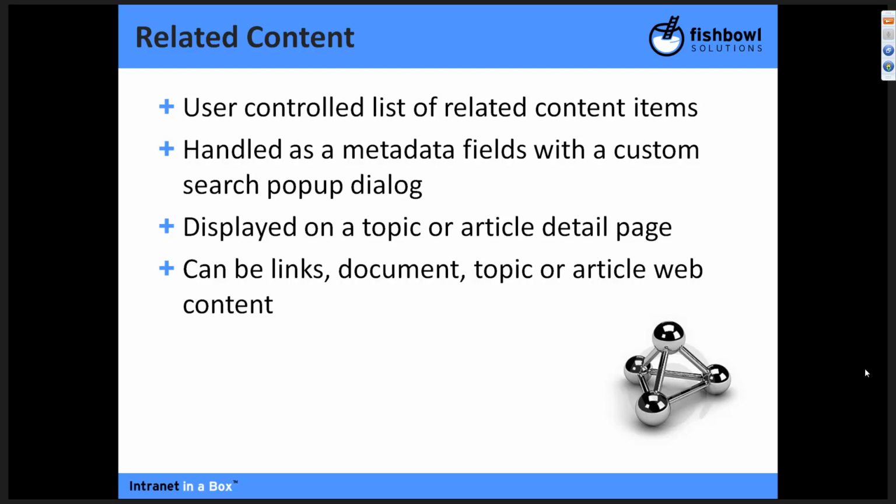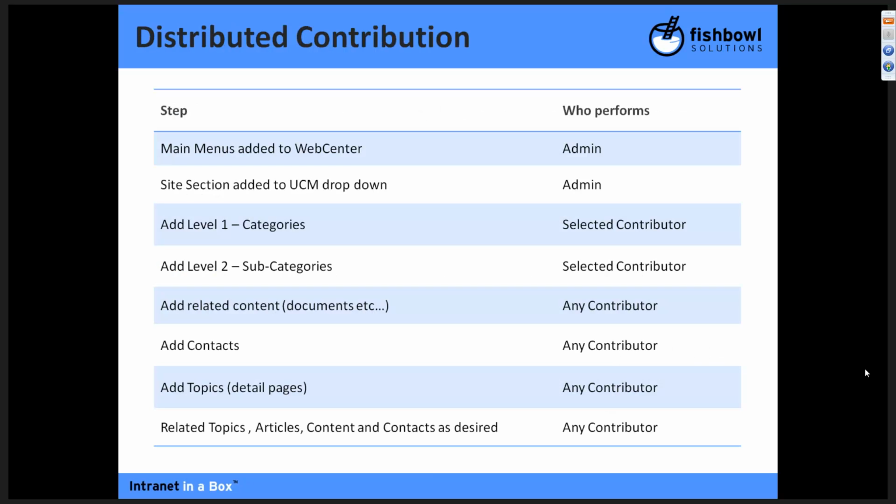Related content is, like I said, a powerful tool that allows for relating articles, documents, and links and topics all together to help provide a daisy chain approach. It's a user-controlled list of content items. You contribute the items, relate them to one another to help build that navigation, as well as handling metadata fields, which help drive that custom pop-up. So it's a pick list approach in order to make the contribution. These are displayed on topics and article pages, and they can be linked documents, topics, or article web content. So it's a very powerful capability that I'll demonstrate today.